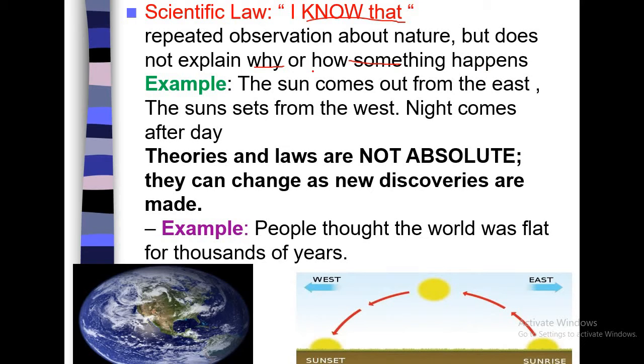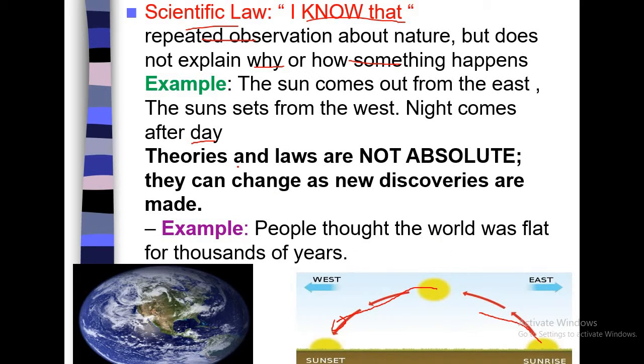For example, you observe that the sun comes out from the east and the sun sets in the west. You observe that, so this is a scientific law, I know that. You observe that the sun rises in the east and sets in the west, and also night comes after day. This is a scientific law, a repeated observation. You observe it every day.